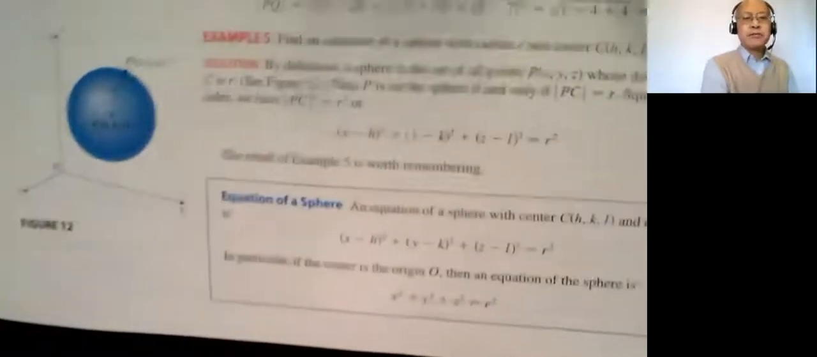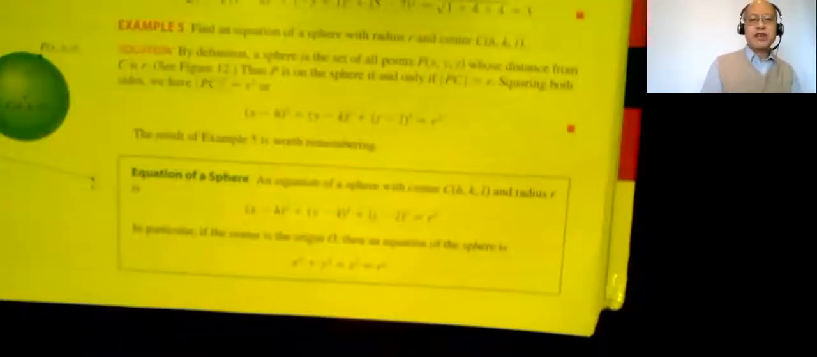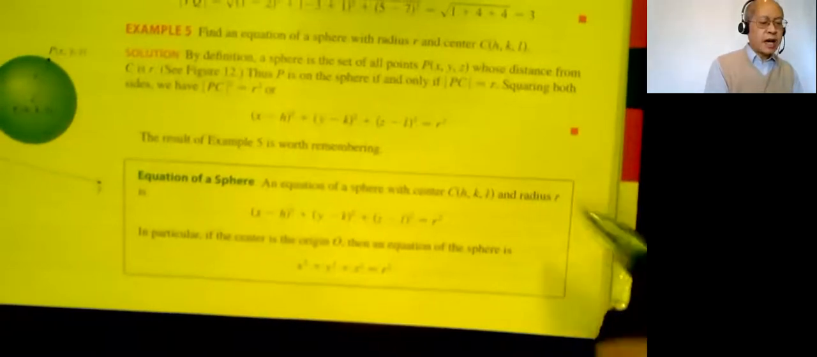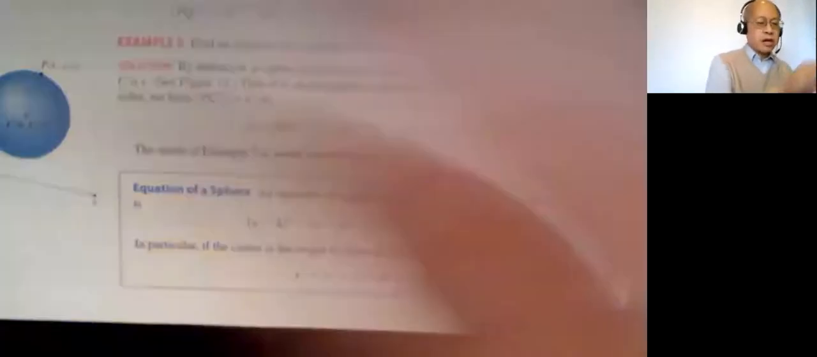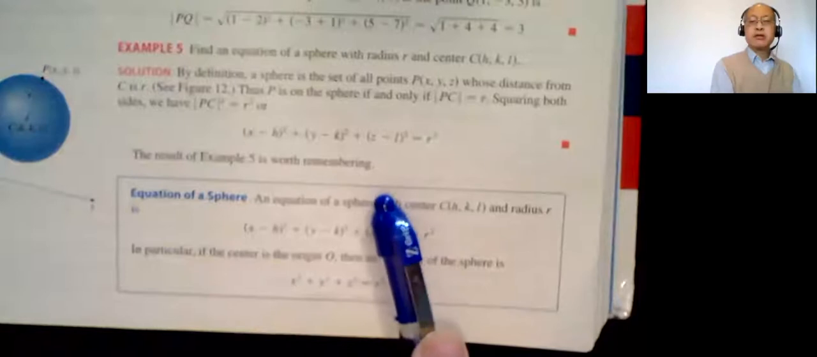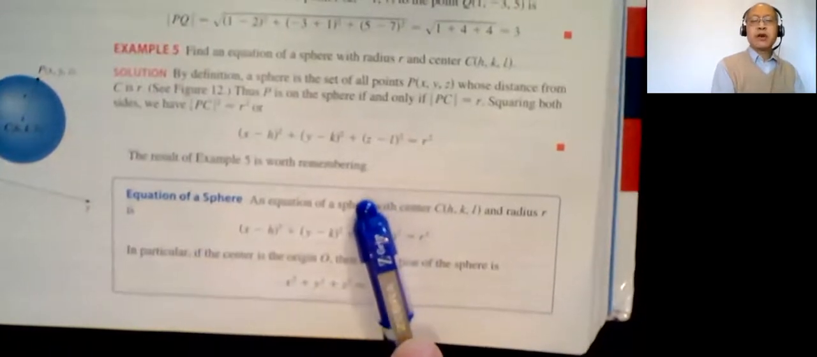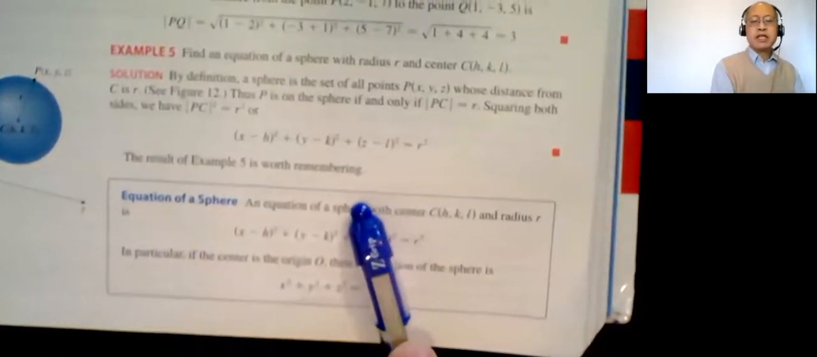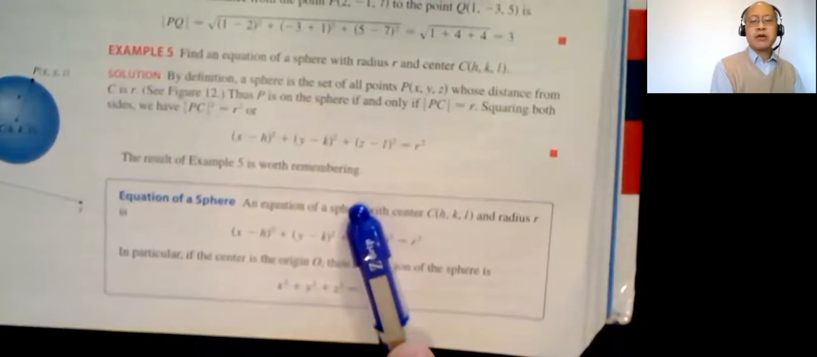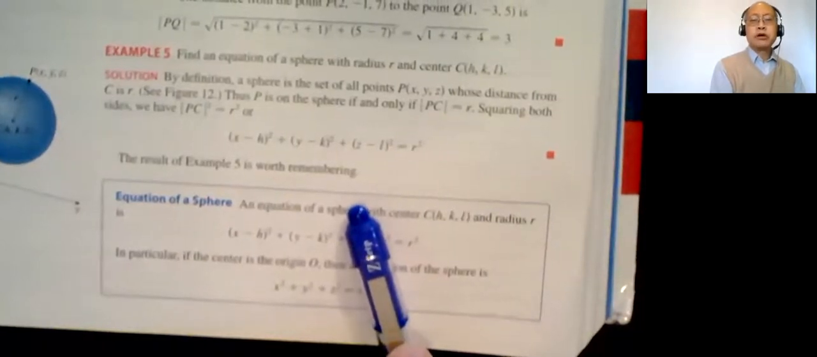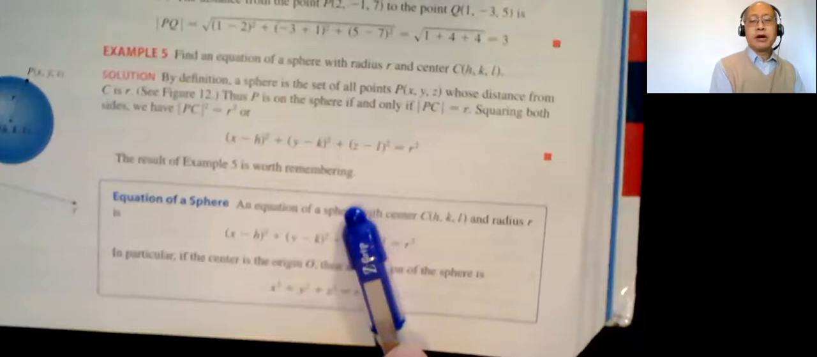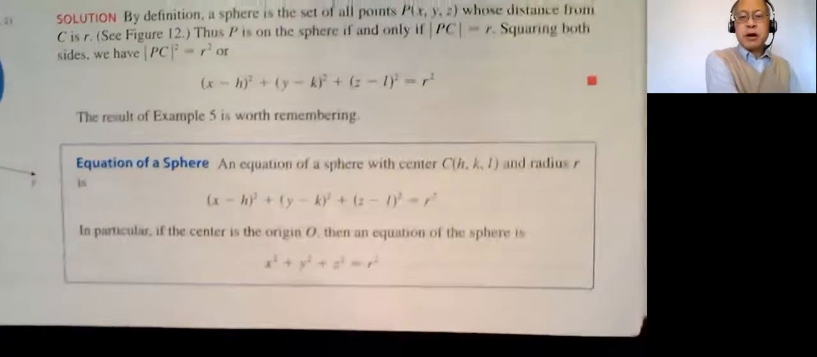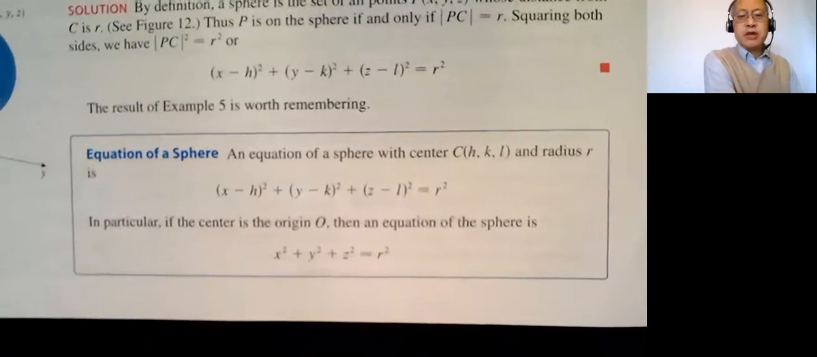So if you have a sphere, the equation of a sphere centered at (h, k, l) and radius r. Now from your analytic geometry, if you look at this, that's the equation of a circle, right? (x - h)² + (y - k)² = r². Circle centered at (h, k), radius of r. So now all you do is add the z part. Okay, so you have the equation of a sphere.